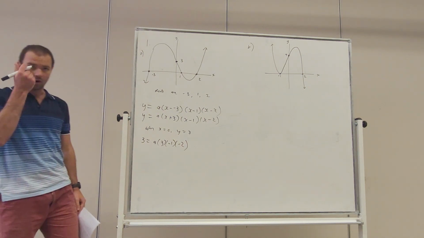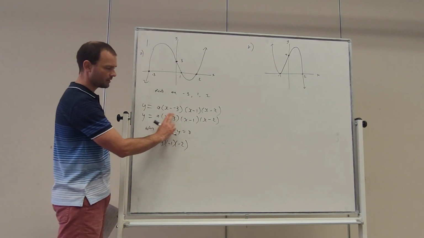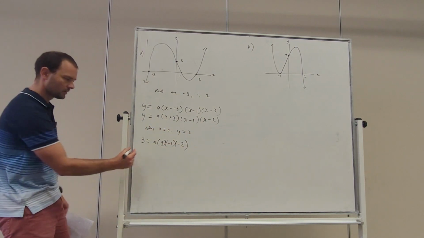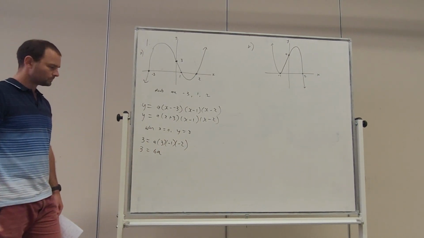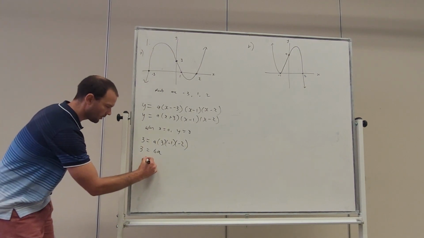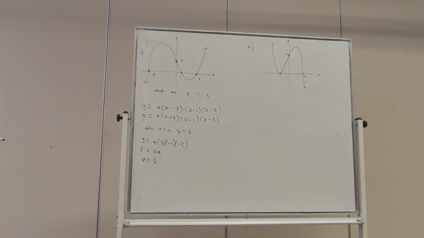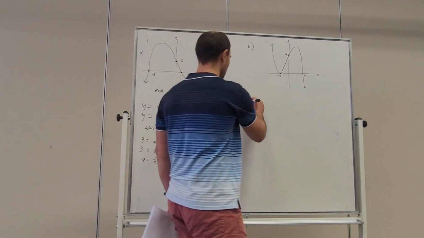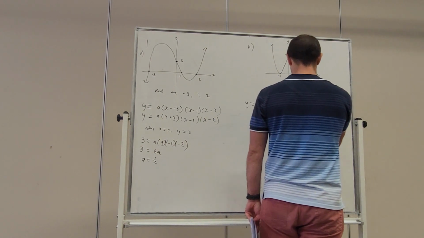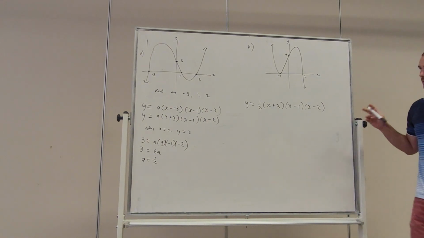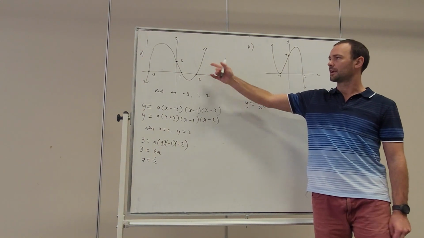And when I do that, I'm at a stage, and you'll be at that same stage as well, where you don't even put in 0 plus 3, 0 take 1, you just know that it's 3 times minus 1 times minus 2. So we'll just evaluate this here, minus 3 times minus 2, positive 6. Divide both sides by 6 and we've got a is half. All right, so the equation of this cubic then is y equals half times, that's the equation of this cubic. And you can graph that in your calculator, and this is what it's going to look like.